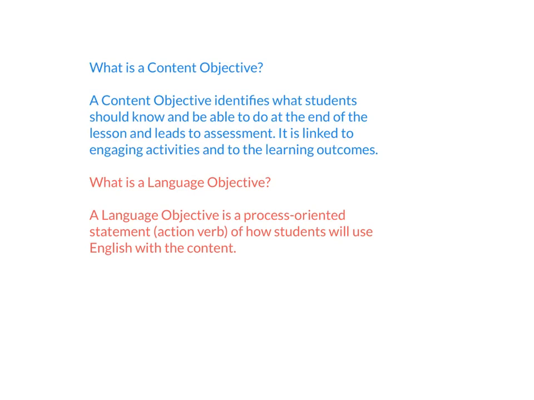A content objective identifies what students should know and be able to do at the end of the lesson and leads to assessment. It is linked to engaging activities and to the learning outcomes. A language objective is a process-oriented statement, an action verb, of how students will use English with the content.